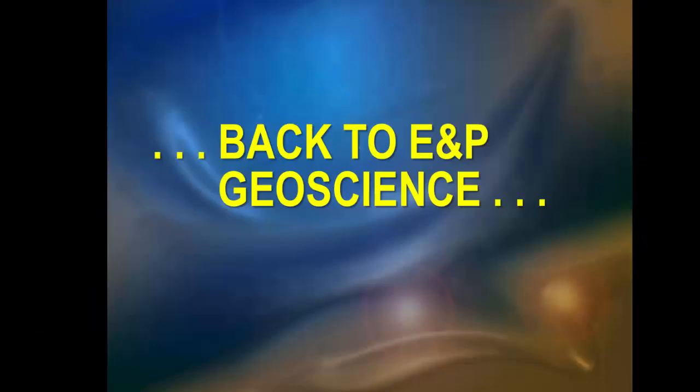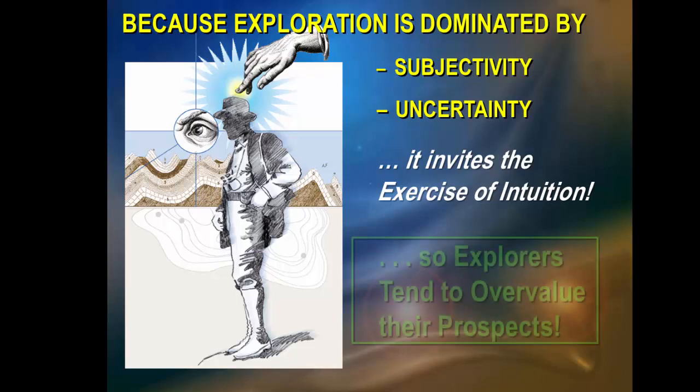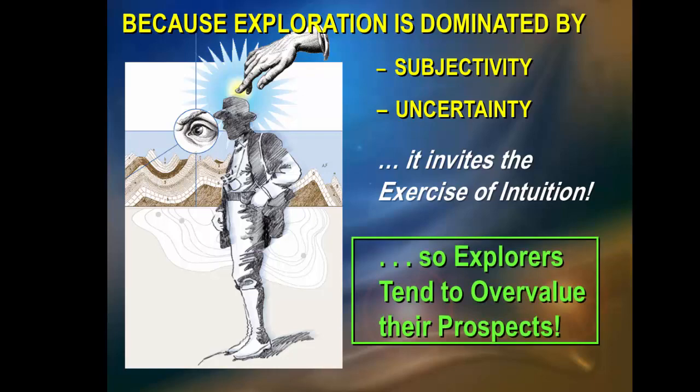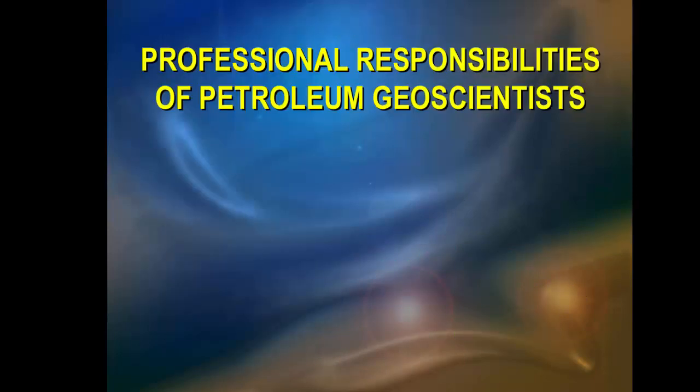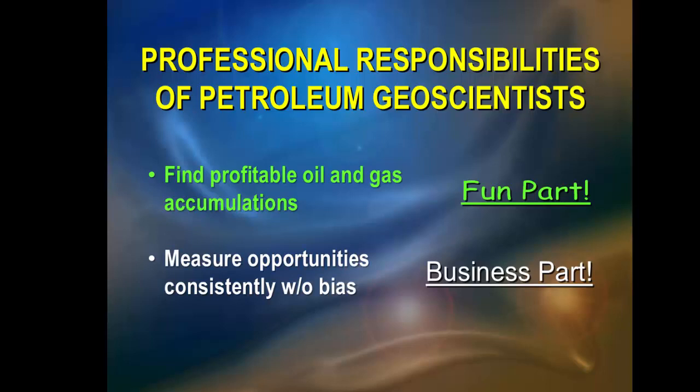Back to our science. We know exploration is dominated by subjectivity and uncertainty. So we know it invites the exercise of intuition, System 1. And as a result, explorers tend to overvalue their prospects. So what are our responsibilities as petroleum geoscientists? First, it's the fun part, finding profitable oil and gas accumulations. Second, measuring those opportunities consistently without bias. That's the business part.